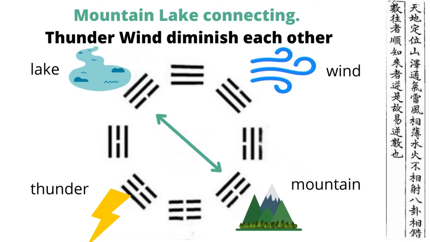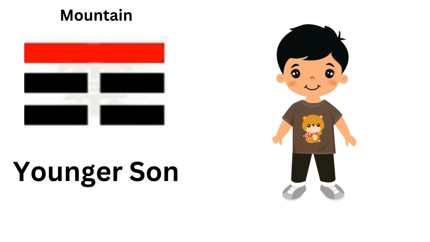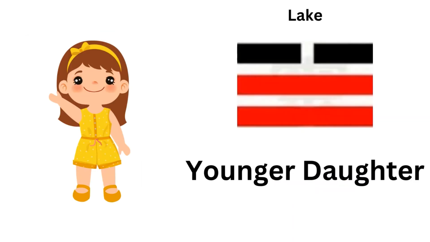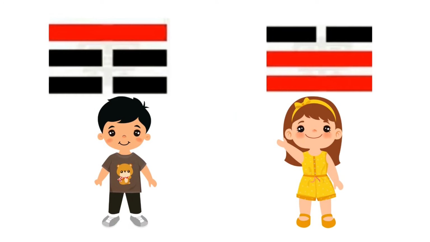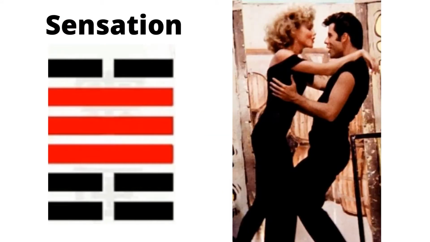Let's continue our lesson. The Book of Change says, mountain lake connecting. Thunder wind diminish each other. In our previous video, we already learned that mountain is interpreted as a younger son, and lake is a younger daughter. What kind of image does it form if these two images are combined? It forms hexagram sensation. Why? When a young boy meets a young girl, what can you imagine?